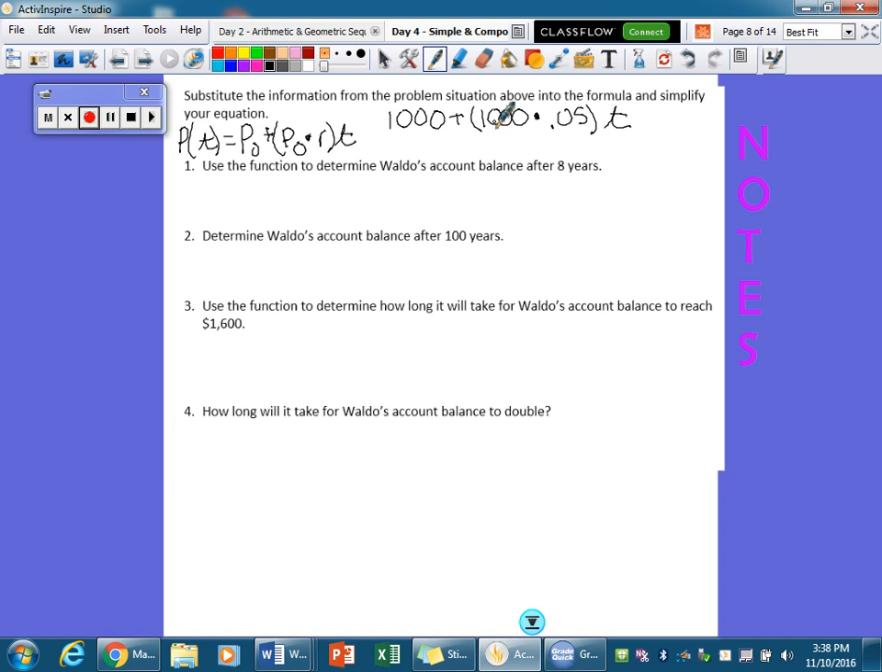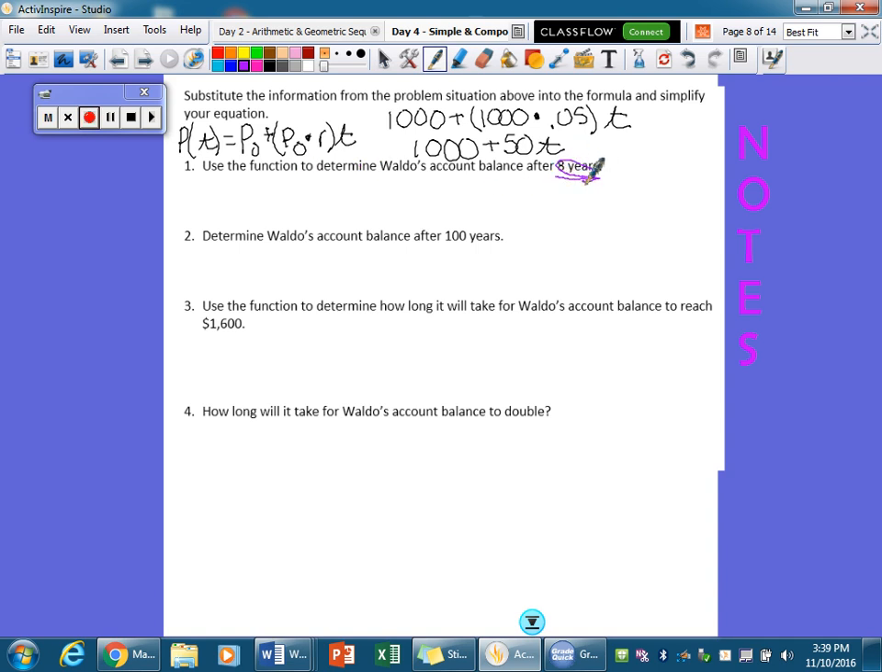Now all I can simplify is the parentheses. I don't want to add it, I want to just multiply these two, and that's what we just did on the previous page. 1,000 times 0.05 is just 50. So it's 1,000 plus 50t.